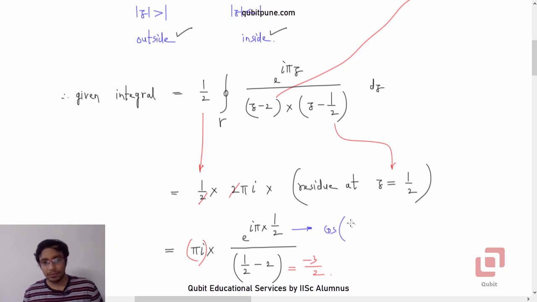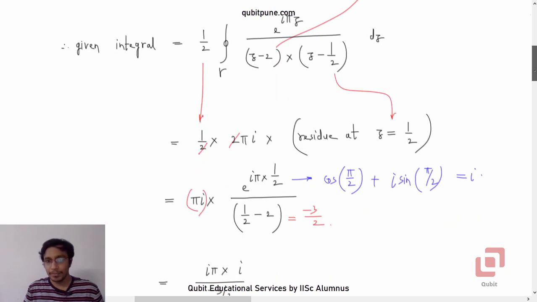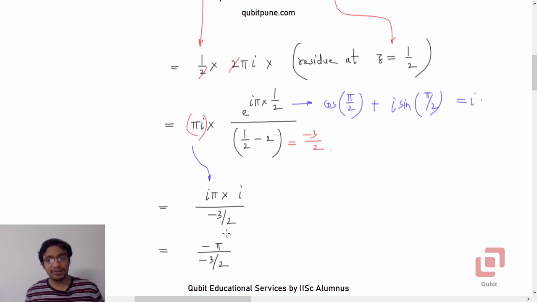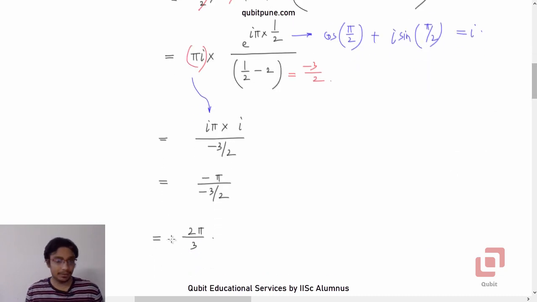That is cos pi by 2 plus i sin pi by 2. cos pi by 2 is 0, sin pi by 2 is 1, so e to the power i pi by 2 is i itself. So this is i pi times i upon minus 3 by 2. i squared is minus 1, so it is 2 pi by 3.